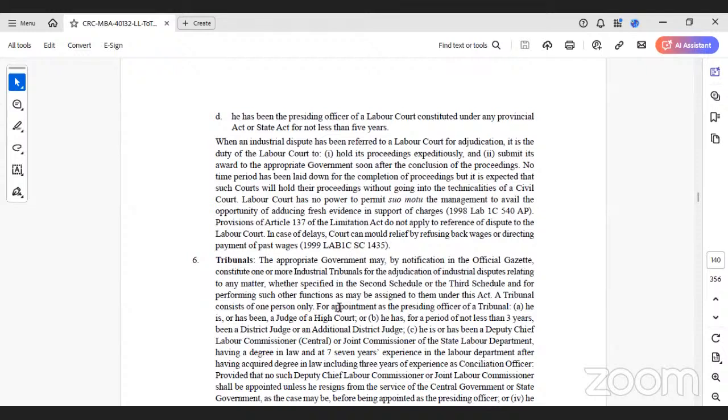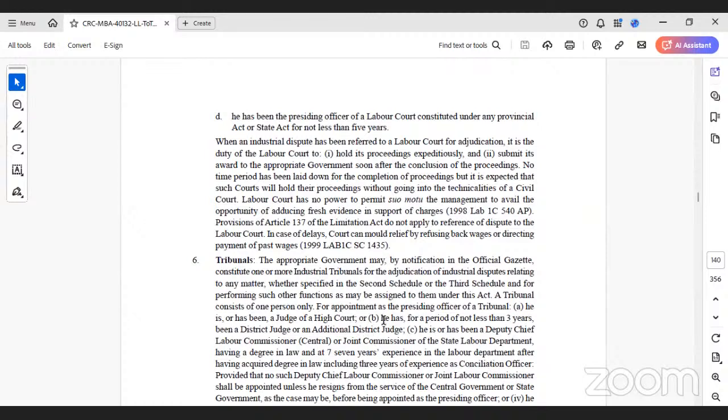Once the industrial dispute has been referred to the labor court for adjudication, it is the duty of the labor court to hold proceedings and submit a report, or it can also give an award and submit the report to the appropriate authority. It should also give the reasons or the conditions on which the verdict or the award has been given. If it is not able to solve the case, the same has to be submitted as a report to the appropriate authority.